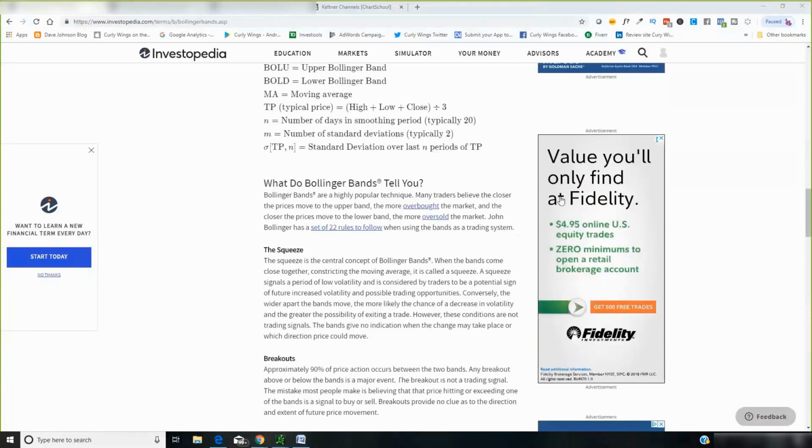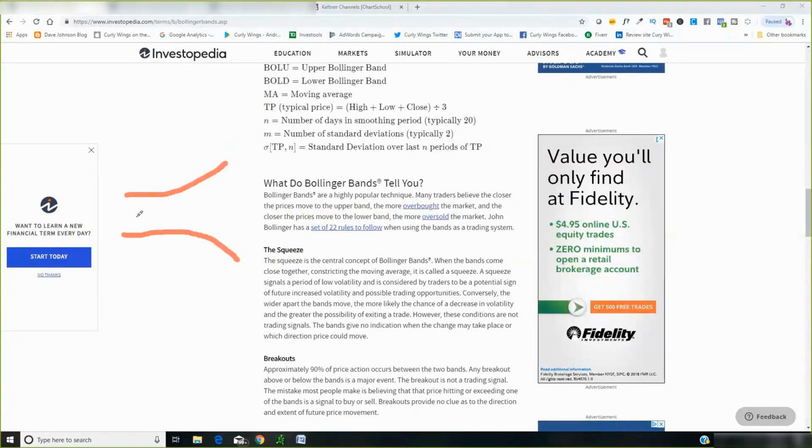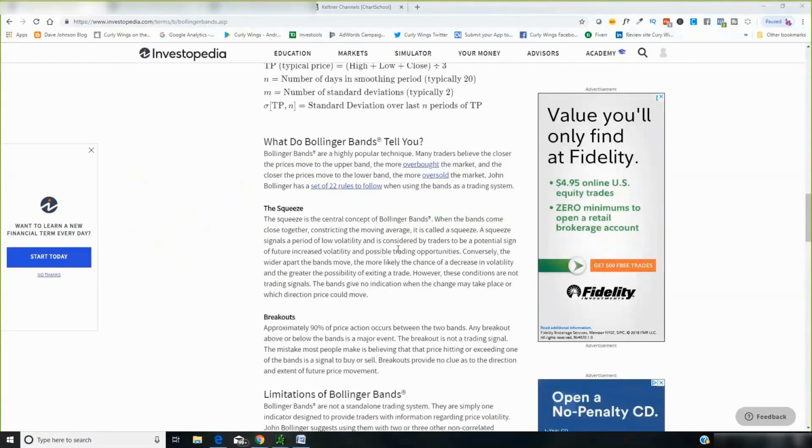Bollinger Bands are a very popular technique. Many traders believe that the closer the prices move to the upper band, the more overbought the market is, and vice versa, okay? Now, remember, bands work like this. You'll see them like this. They contract, and then they expand, right? This contraction right in here is whenever the squeeze is occurring, okay? The squeeze is the central concept of the Bollinger Bands.